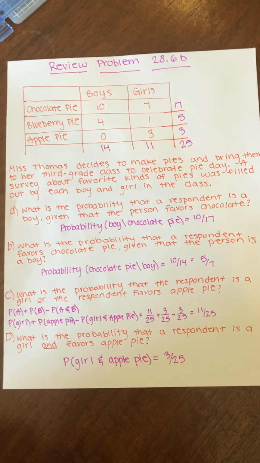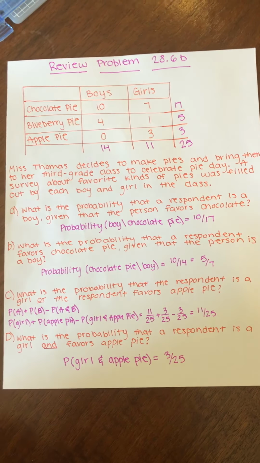And then we'd find the probability that a respondent chose apple pie. We would see that that would be 3 out of 25. And then you have to subtract the probability of those two together. So we could see that the probability that the respondent was a girl who chose apple pie was 3 out of 25. So you would do 11 over 25 plus 3 over 25 minus 3 over 25, which would give you 11 over 25. So the probability that the respondent is a girl or the respondent favors apple pie would be 11 over 25.